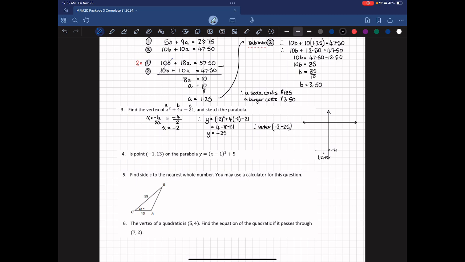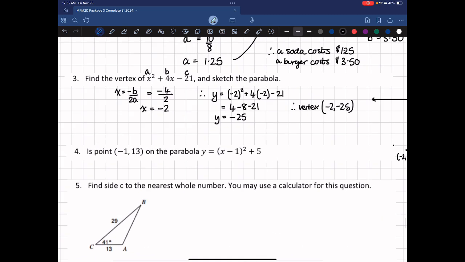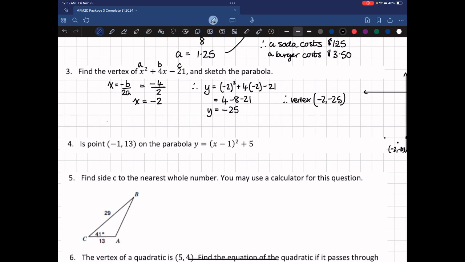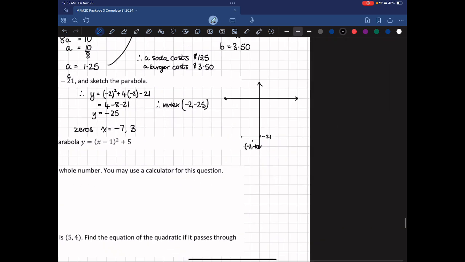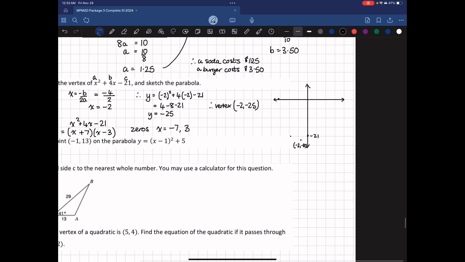And that's it. Now, we've only got 3 points, so maybe we do need to factor it to find the zeros. Is it factorable? I think it is. So we can certainly factor it to be x plus 7 and x minus 3, because 7 times 3 is 21, and plus 7x minus 3x gives me the 4x. So I have my zeros at x equals negative 7 and x equals 3. So we can put that on there, so we can have zeros at negative 7 and 3.